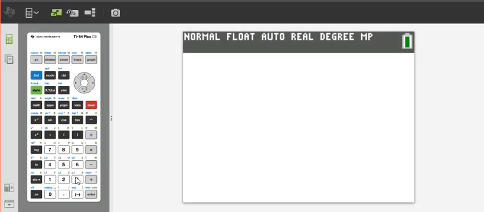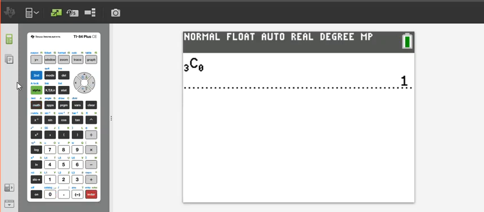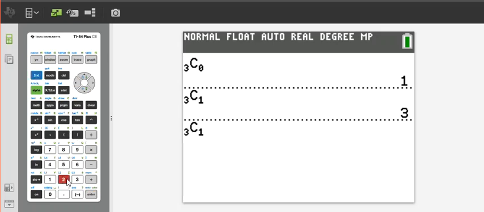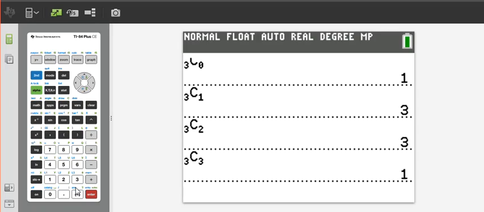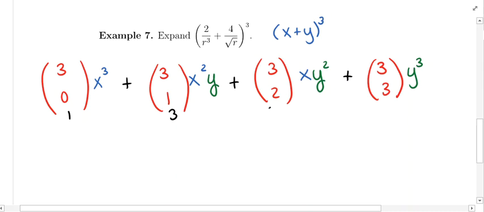So here if we do 3 choose 0, we're going to get 1. Then our next coefficient will be 3 choose 1. That will give us 3. And then 3 choose 2, and 3 choose 3. Here are all of our coefficients. We will go 1, 3, 3, 1. I'm going to put these in.